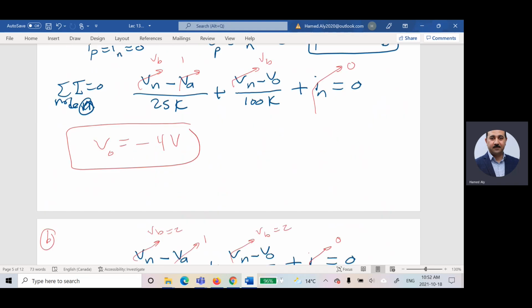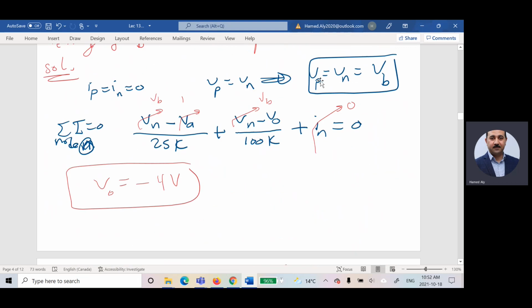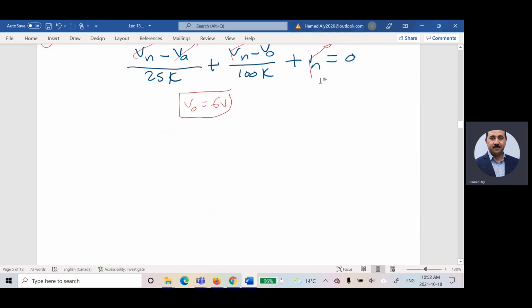Now I will check 6 volts. My linear region is in between 10 and -10, so it is in the linear region at that time. It is an acceptable value. I'll leave it as it is, which is 6 volts.